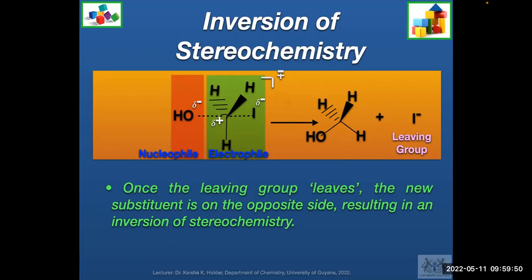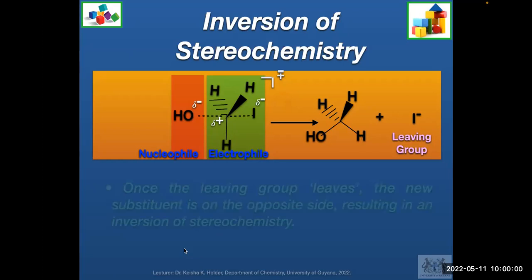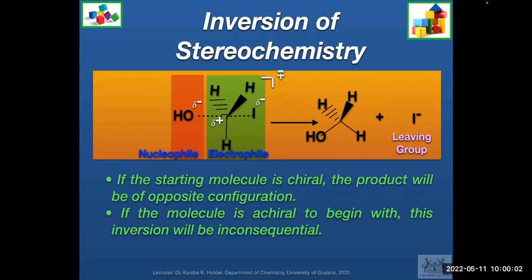Now, as we proceed further, you guys will get to see how this bears true as it pertains to real-life chiral molecules. So if the starting molecule is chiral, the product will definitely be of opposite configuration. And if the molecule is achiral to begin with, the inversion will be inconsequential. There won't be any resulting inversion or anything like that because it's not chiral.